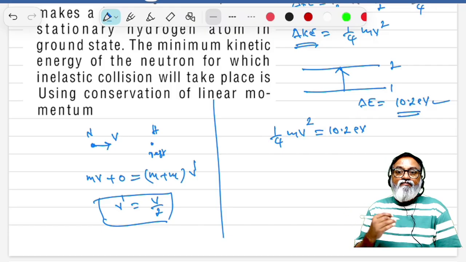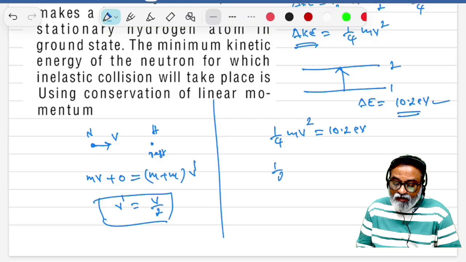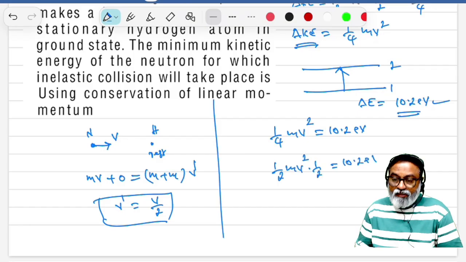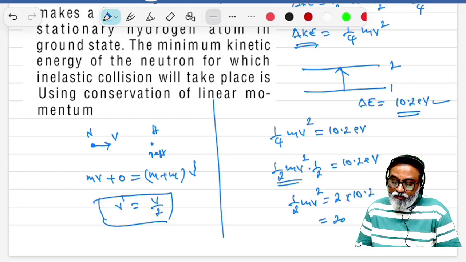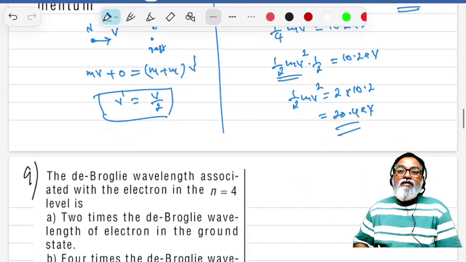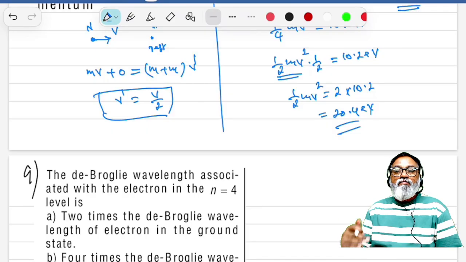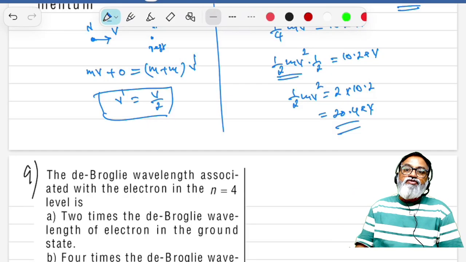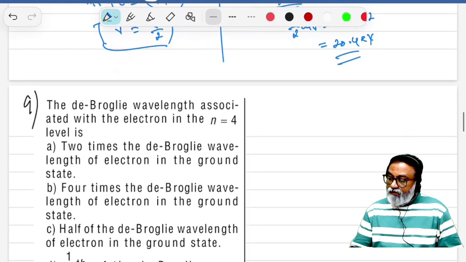For this loss of energy, what is the initial energy of the neutron? That initial energy is half mv square. Therefore, half mv square into 1 by 2 is 10.2 electron volts. Here we have to find half mv square. Therefore, half mv square is equal to 2 into 10.2, that is 20.4 electron volts. Therefore, if the neutron has the minimum energy of 20.4 electron volts, then the hydrogen atom is excited from ground state to the first excited state. This is the minimum energy the neutron must have. Next one.